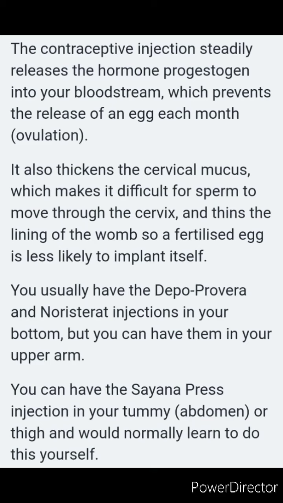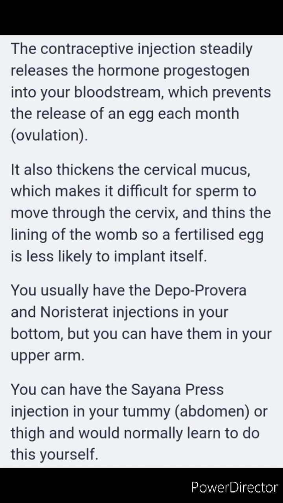Next is hormonal injection. Injection steadily releases the hormone progestogen into your bloodstream, which prevents the release of an egg each month. It also thickens the cervical mucus, which makes it difficult for sperm to move through the cervix, and thins the lining of the womb, so a fertilized egg is less likely to implant itself.